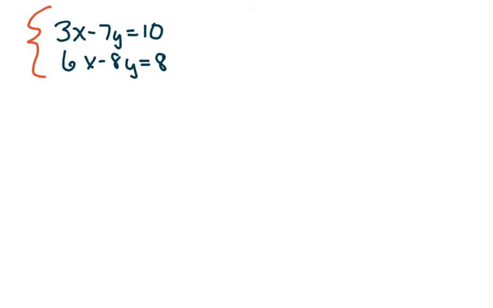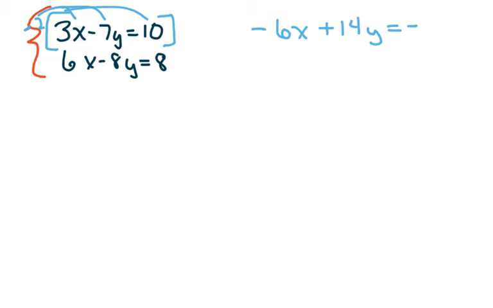And I don't want to use substitution, because if I use substitution, I'm going to get a bunch of fractions, and that leads to more errors. So what I'm going to do is rewrite one of these, and multiply this one here by -2. And I'll explain in a minute. When I multiply each of these, so I'm distributing a -2 here, I'm going to get -6x plus 14y equals -20. So I just changed one equation here. I'm going to copy down my second one.